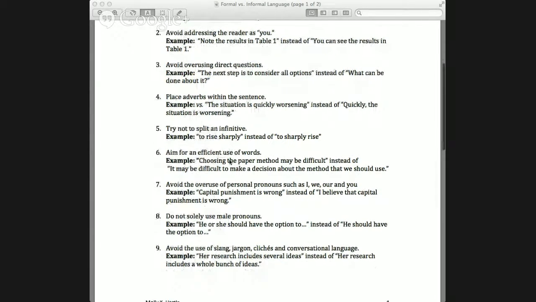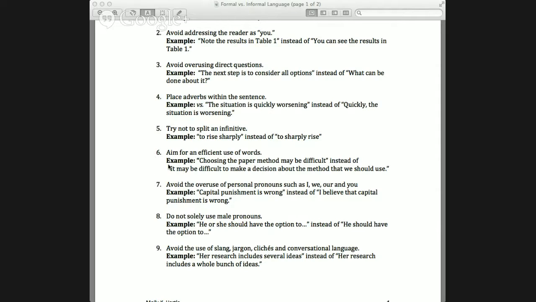We want also to aim for an efficient use of words. So this maybe runs contrary to what we were saying earlier about academic writing sometimes seeming more convoluted or wordy in its expression. The efficient use of words here makes choosing the paper method maybe difficult, preferable to it may be difficult to make a decision about the method that we should use. See, that's a lot of words to say a pretty simple thing.